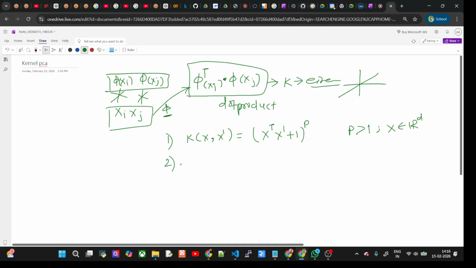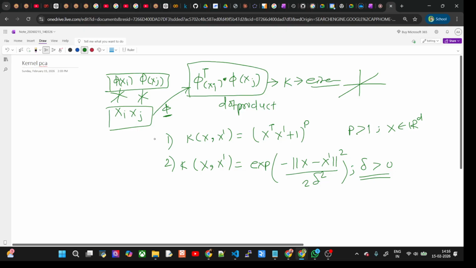Okay, the next kernel is what we have seen, the radial basis function kernel. That kernel is something like exponential of minus of x minus x prime whole squared divided by 2 sigma squared. Here sigma is greater than 0, this is our requirement. This is the second kernel, and we said that this is called the RBF.